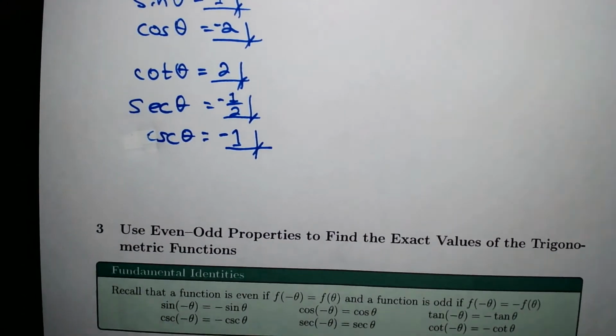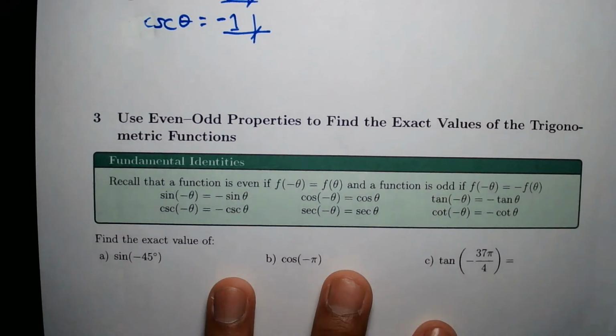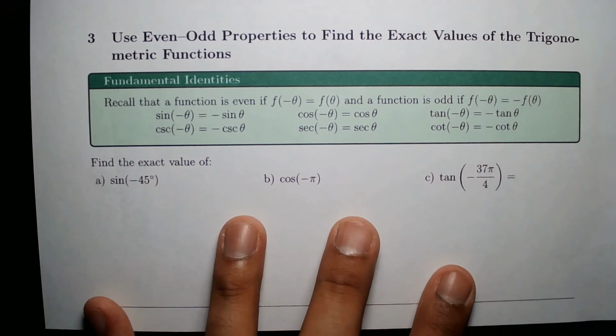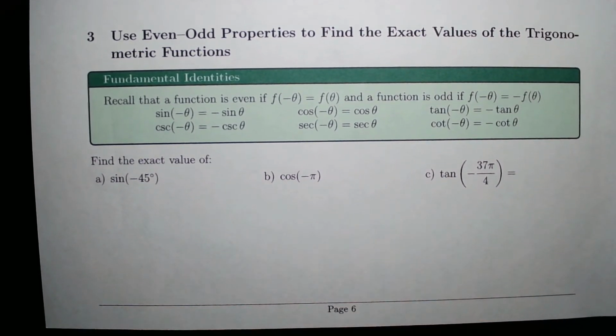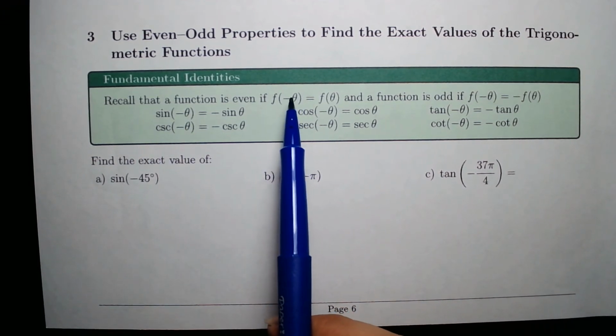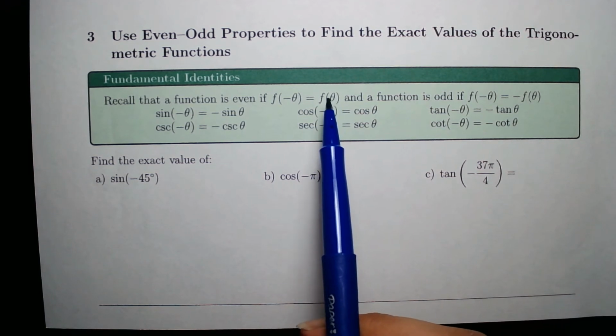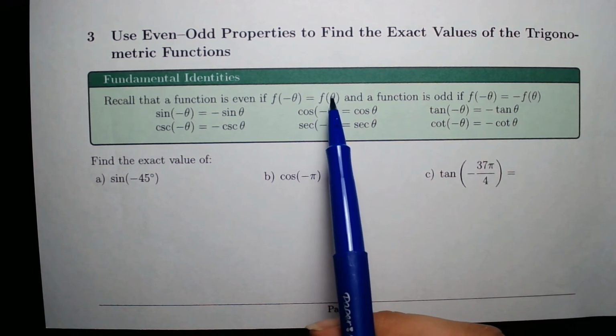All right, one more exercise, and we are essentially done with this section. Using even and odd properties to find the exact values of the trigonometric functions. If you recall from chapter 2, I believe, when we covered even and odd functions, a function is even if f evaluated at a negative value gives the same result as evaluating the function at the positive input.